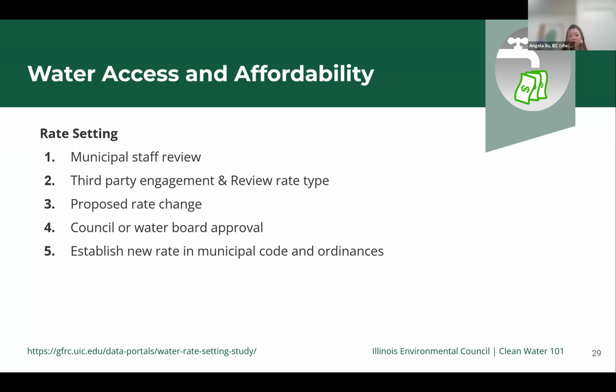So you have a base charge and then adding a volumetric rate based on the actual usage. The next step is then looking at a proposed rate change, so looking at how a proposed change may or may not be presented for approval. And then a council or water board approves that rate based on the structure of municipal government, and it often coincides with the overall budget process. And then the last step is to establish the new rate in the municipal code and the ordinances.